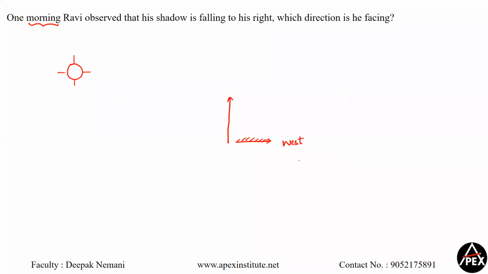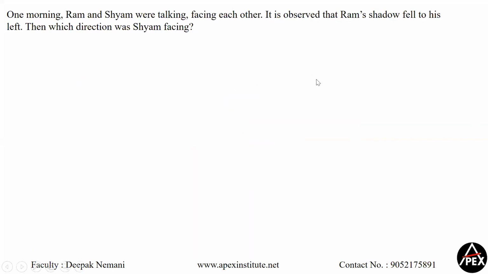If the sun is in the east, the direction of the shadow will be towards the west. So this will be east, and this will be west, and west is to the right of the direction that Ravi is facing. So what direction is Ravi facing? Ravi is facing south, and this will be north. Clear? So the answer for this question should be south. Any doubts? Quick responses, please. Okay. Moving ahead.